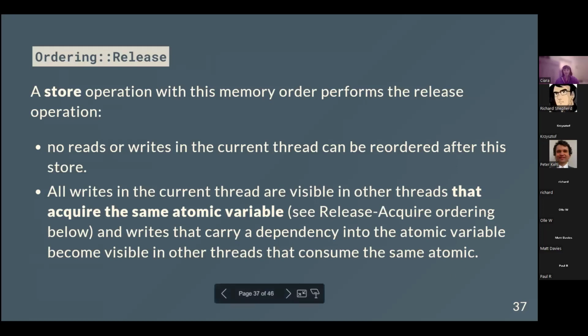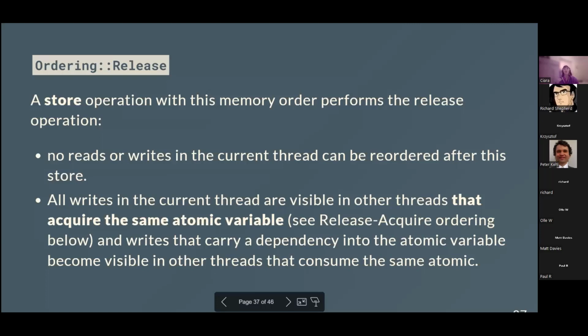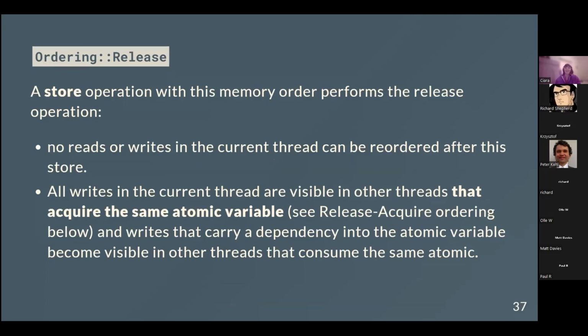It also means that all writes in the current thread are visible in other threads that acquire the same atomic variable. And when I say acquire, I don't just mean load, I mean load with acquire ordering. And writes that carry a dependency into the atomic variable become visible in other threads that consume the same atomic. The consume is unrelated to, in Rust, we don't have the consume ordering. So we're just going to skip over that bit. I don't know anything about consume ordering. If anyone else knows, please feel free to weigh in at the end.